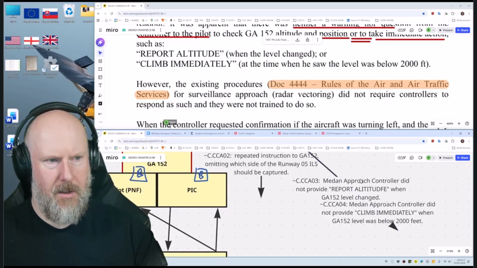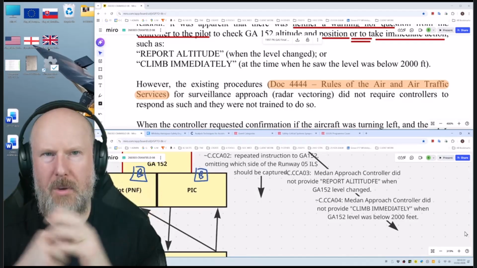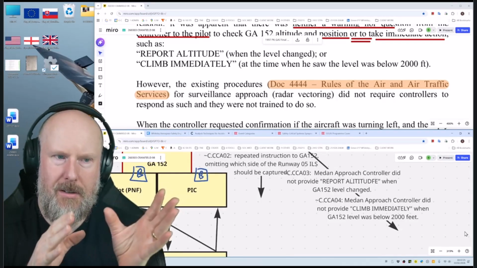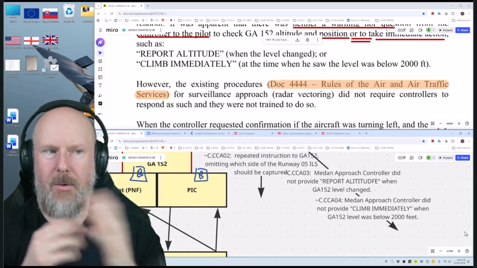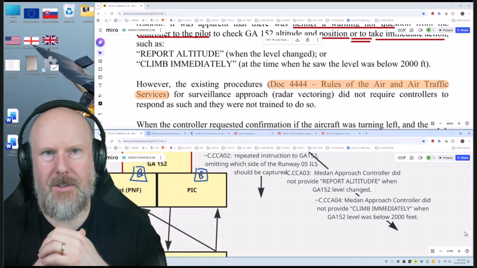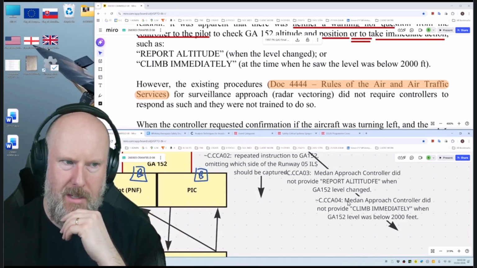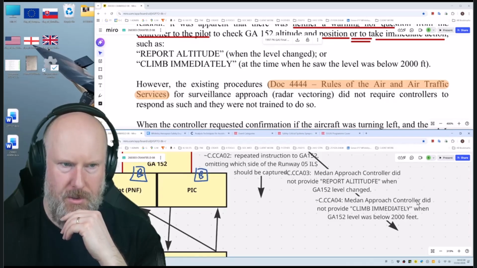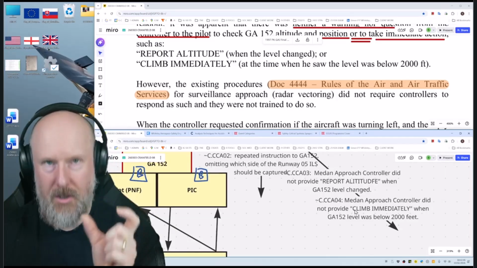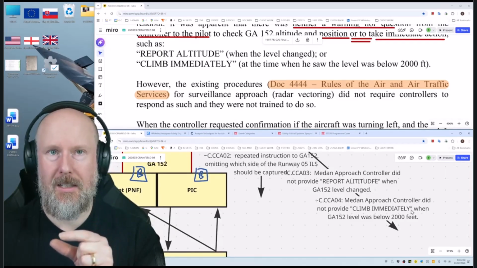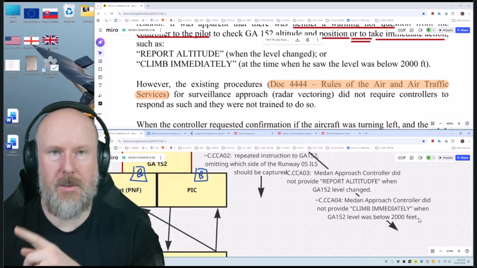Now you'll notice for that second one, and this might sound a bit academic, and please bear with me a minute, because what I'm trying to do here is capture the control actions independent of any kind of judgment about either the controller or the control action itself. I'm just trying to get the bare bones of what it is, what the structure is. So we've got the controller, Medan approach controller, and then we've got the control action type, did not provide, the control action itself, climb immediately, and then the context, so when GA152 level was below 2,000 feet.